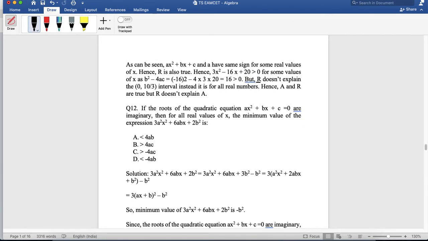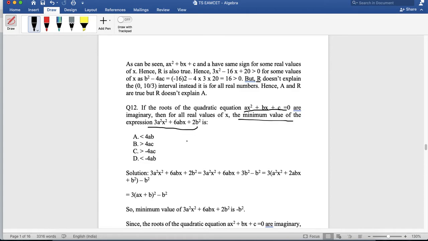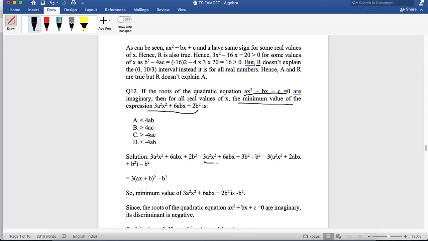Now, let us look at question 12. If the roots of the quadratic equation are imaginary, that means b² − 4ac is less than 0. That's the one condition. Then for all real values of x, what is the minimum value of this expression? For calculating the minimum value, you can take the derivative, equate it to 0, put the value of x over here, and you will get the minimum value. Or you can do what I have done, just complete the squares. So I have done it, and I am left with this expression.